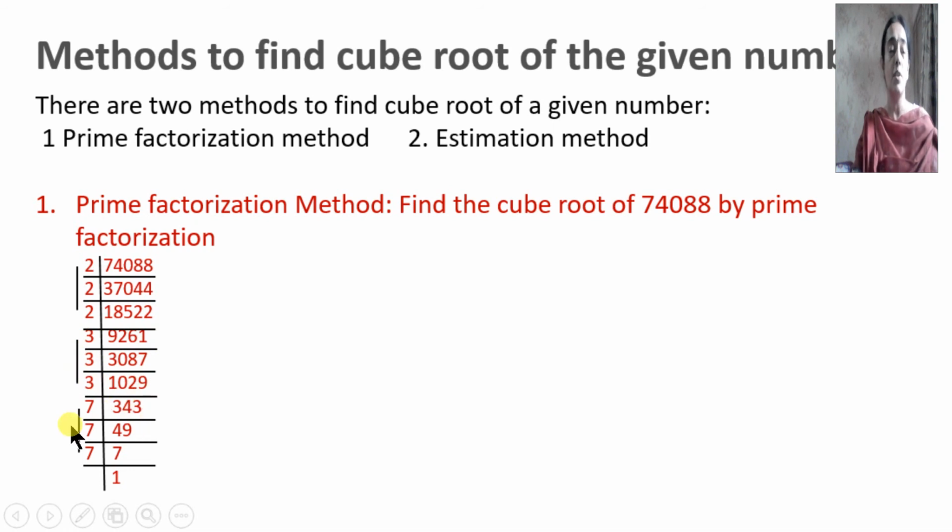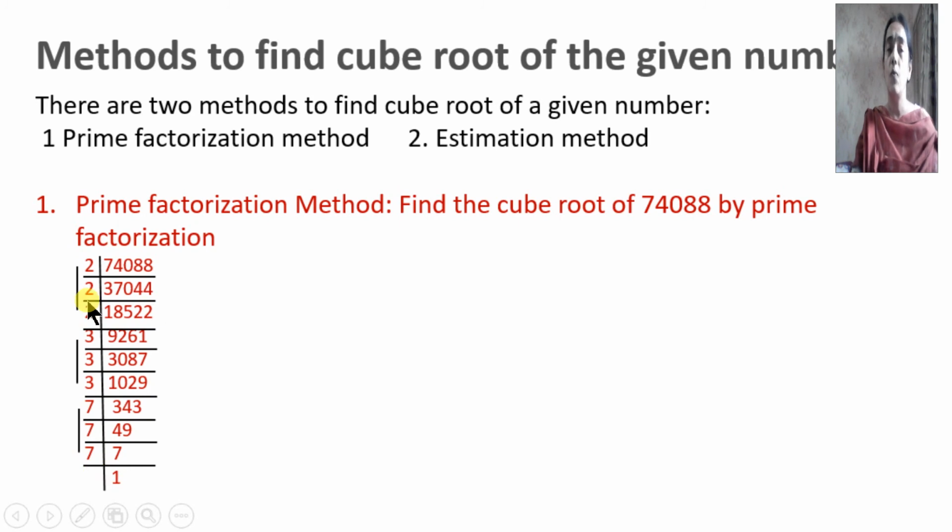After that, when I start my division by 7, because I know 343 is the cube of 7. So I start with 7 and I write 49 here. Again, 7 sevens are 49. So I write 7 here and 7 ones are 7. So when you prime factorize, you will get these factors.